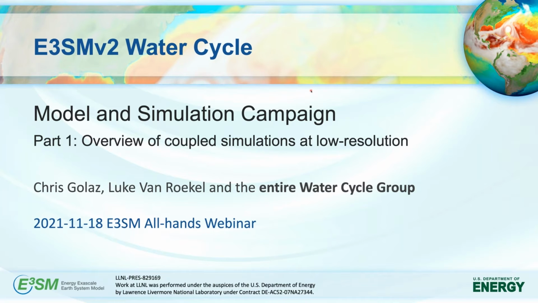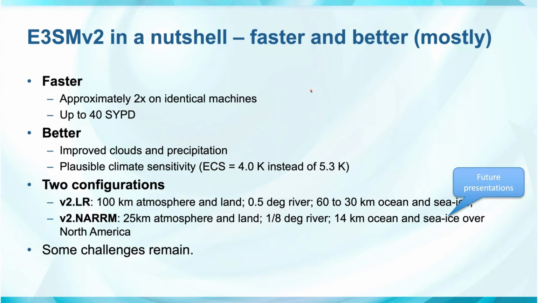the model. So in a very high-level summary, what is new and different in V2 compared to V1? Essentially, it's faster and better, at least mostly better. In terms of faster, you've heard me say that before, it's approximately 2 times faster on identical machines, with throughputs up to 40 simulated years per day. The improvements that we have are related to improved clouds and precipitation, including cloud feedback, leading to a much more realistic or plausible climate sensitivity of 4 Kelvin instead of 5.3 earlier.